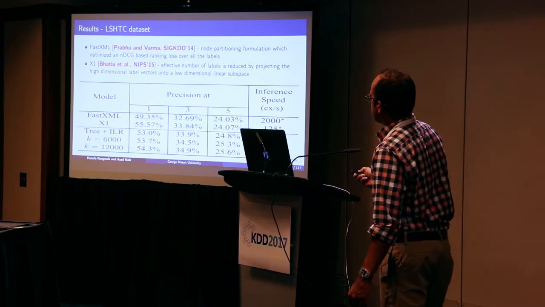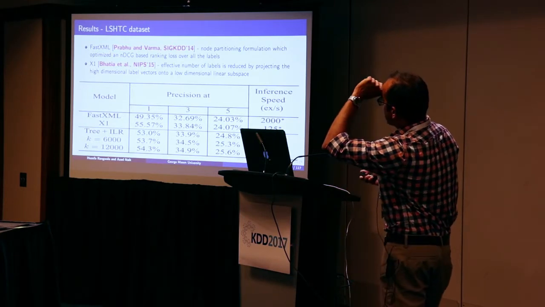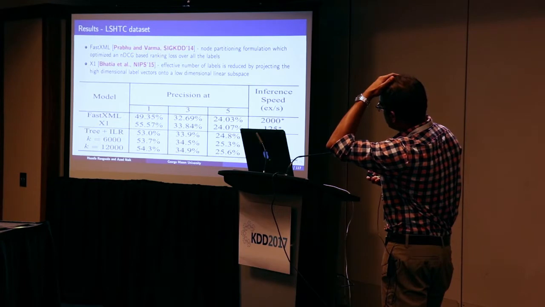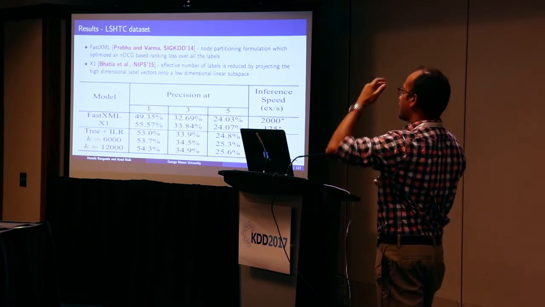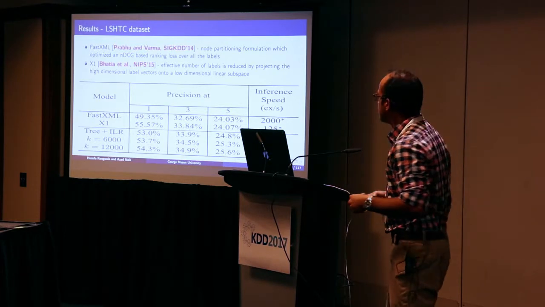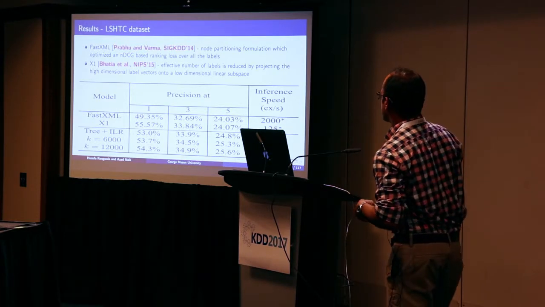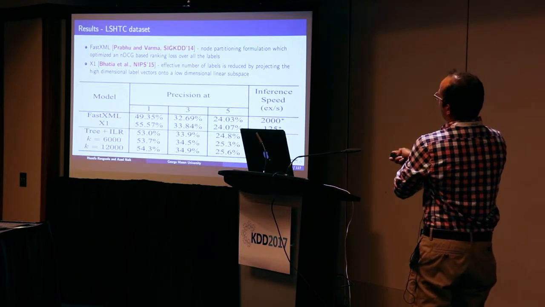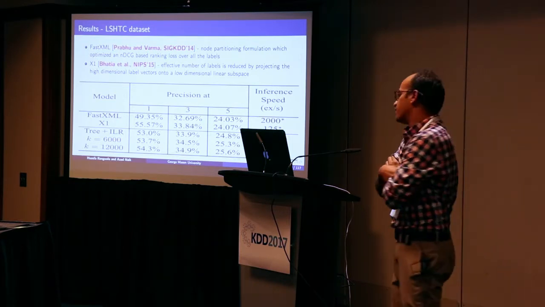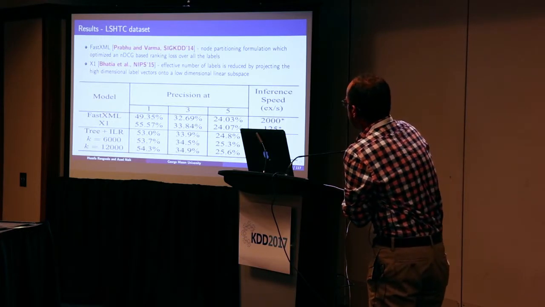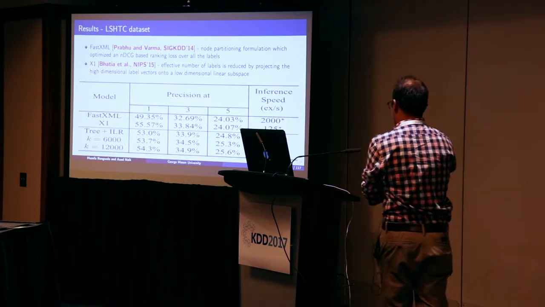So these are some results on that LSHTC data set. This was published in SIG-KDD, where there's a node partition formulation which optimizes a ranking function over the labels, and then there is this method X1, where the effective number of labels is reduced by projecting them from a high to a low dimensional space. So these are precision at 1, 3, and 5.